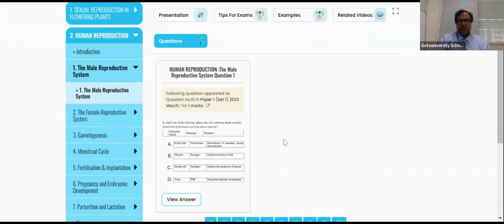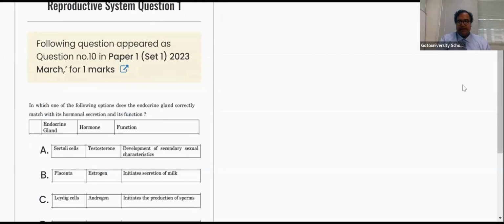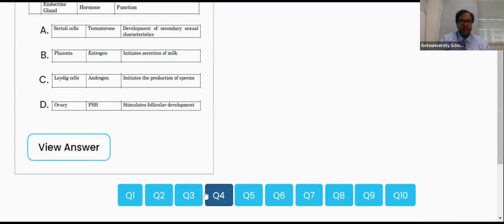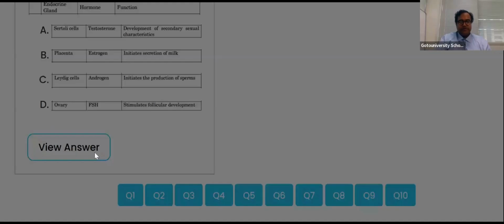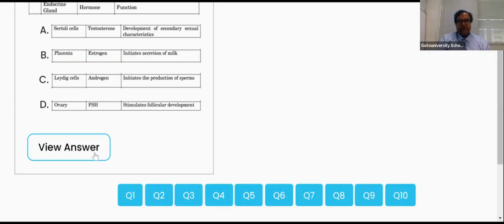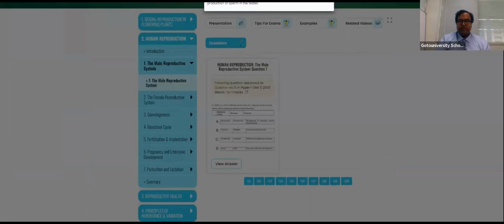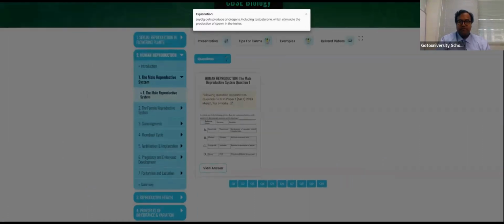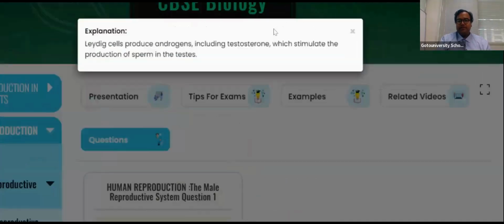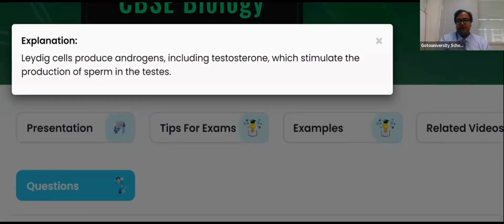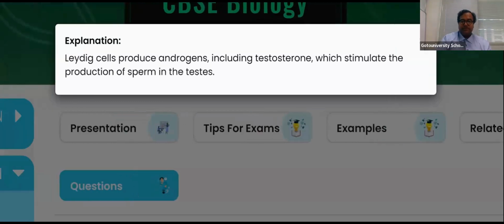If we're talking about the Leydig cells making the androgen, this androgen is responsible for sperm production, right? Any one of you having any doubt in this place, please let me know. I'm there to help you. As I already told you, Leydig cells produce androgen. There is nothing but testosterone which stimulates the sperm production in the testes, right?